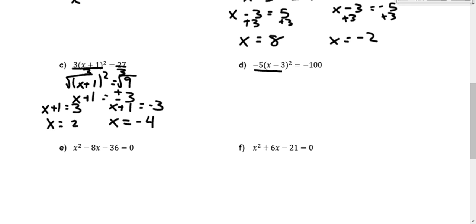If you notice that it's not a perfect square on one of the sides, it's probably because you need to divide just like we did in C. So then we get x minus 3 squared is equal to 25.